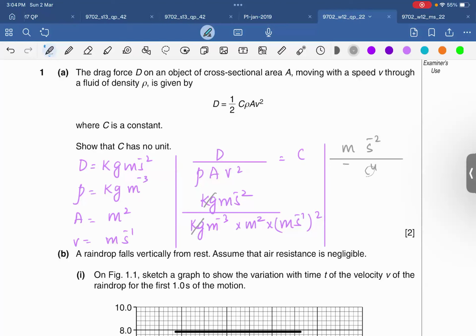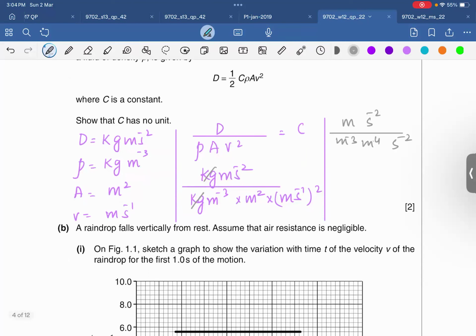So meter cube and meter to the fourth power on the bottom. And if I count the seconds, I have -2 in the denominator. So now meter on the top and meter on the bottom, and per second squared on the top and per second squared on the bottom. So that shows that C has no unit. No unit means just one. So C has no unit.